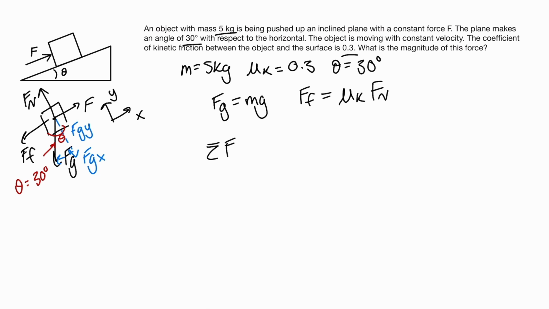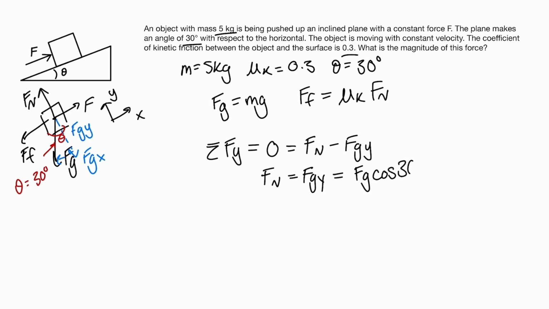So first we'll do the sum of forces in y, and we know this equals 0 because the acceleration of the block is 0 in the y direction. By looking at our free body diagram, we know that the forces in the y direction are Fn, which is in the positive y direction, and Fgy, which is in the negative direction. So we can rewrite this as Fn equals Fgy, and we also know that Fgy equals Fg cosine 30 by looking at our free body diagram.